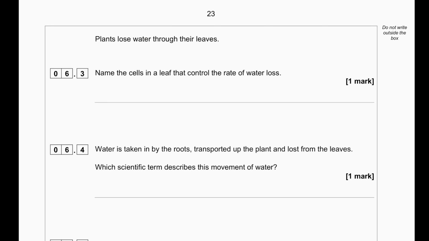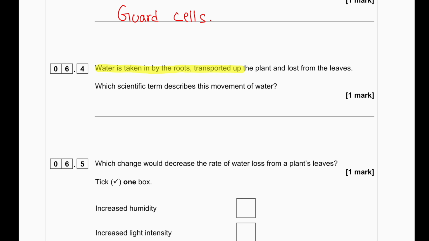Plants lose water through their leaves. Name the cells in a leaf that control the rate of water loss. Guard cells control the opening of the stomata, and thus they can control the rate of loss of water. Water is taken in by the roots, transported up the plant and lost from the leaves. Which scientific term describes the movement of water? Here we can call it a transpiration stream.